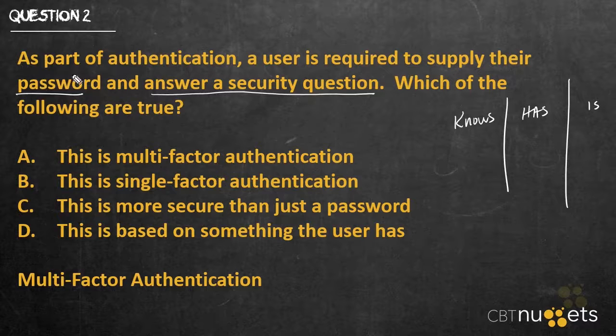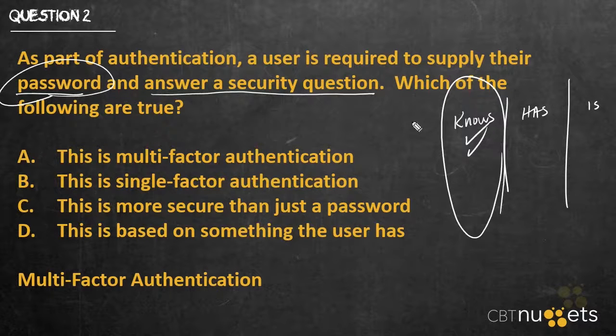So if we take a look at this authentication requirement, a password would be something that the user knows, and answering a security question also would be something that the user knows. So at this point, we are only in one category. So this is not multi-factor authentication if all we're doing is choosing authentication items from a single category, which in this case is something the user knows.